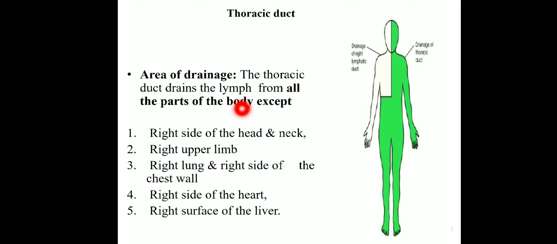So the thoracic duct drains the lymph from all parts of the body except these five structures: the right head and neck, right upper limb, right lung, right side of the chest wall, right side of the heart, and the right surface of the liver. Remember that.